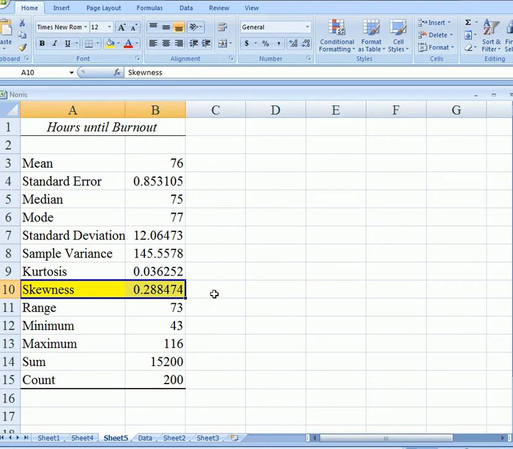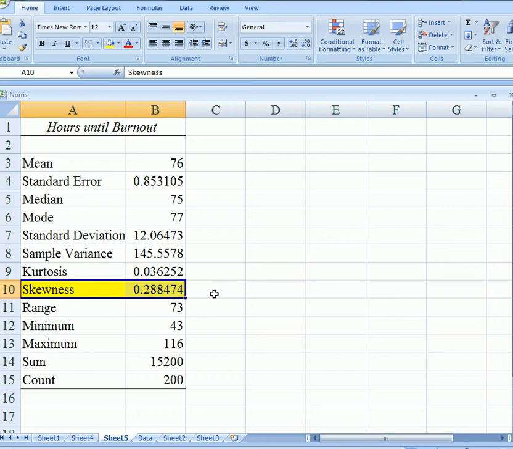If the data was totally normally distributed or symmetric in its distribution, the skew would be zero. Here we have a small positive number, which would indicate that we would expect to see the tail on the right, in other words, some positive skew.